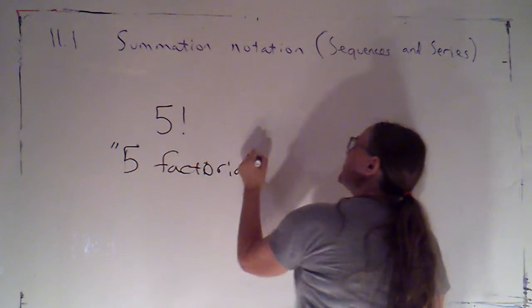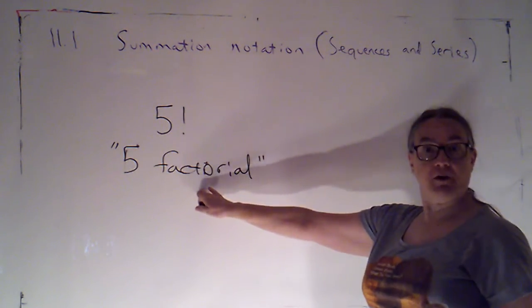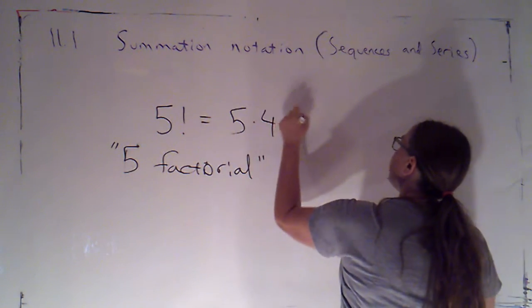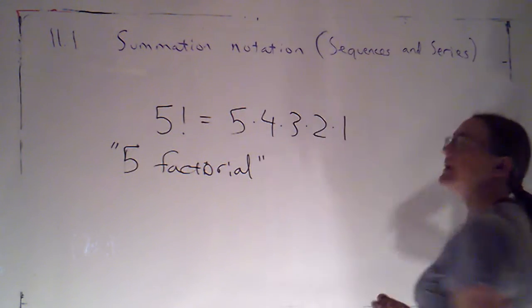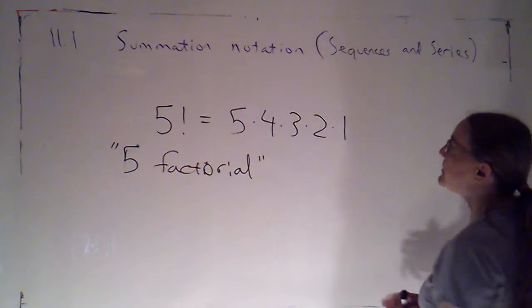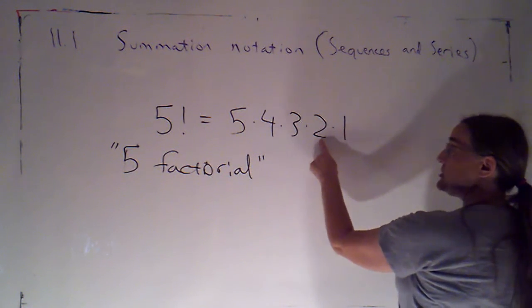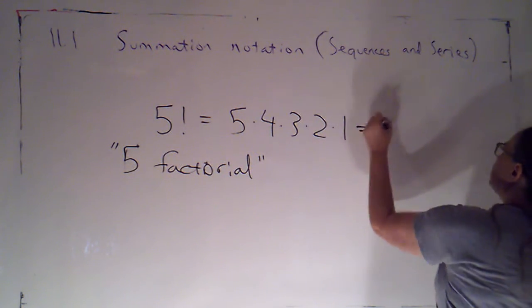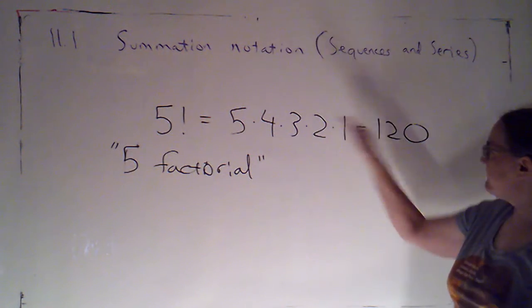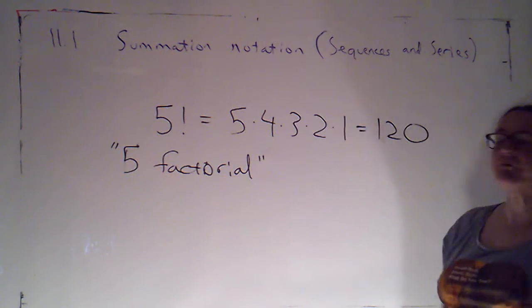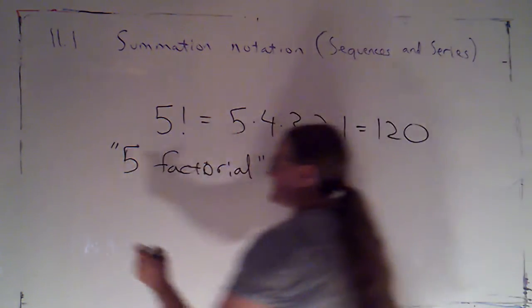That exclamation mark gets read as a factorial. And what this means is the product 5 times 4 times 3 times 2 times 1. So that would be 5 times 4 is 20, times 3 is 60, times 2 is 120, times 1, it's still 120. So 5 factorial is 120. Okay. And that's how we define factorials in most cases.